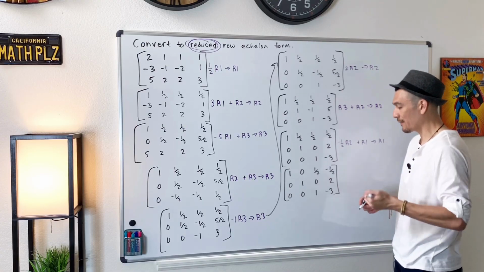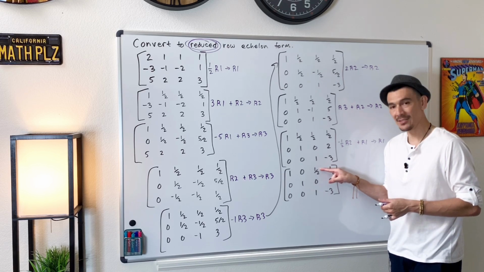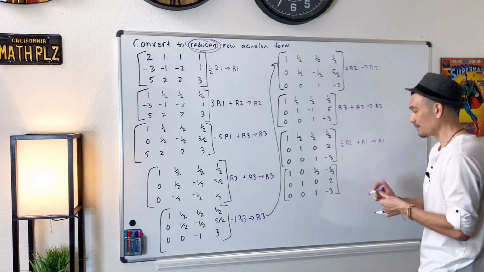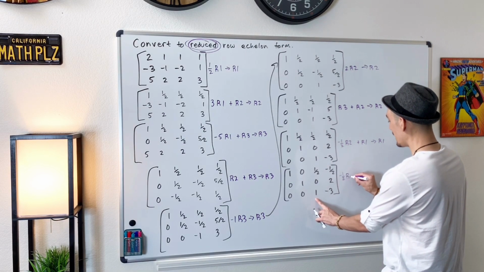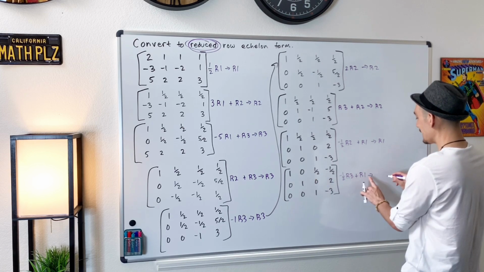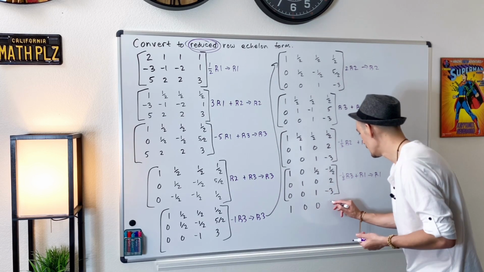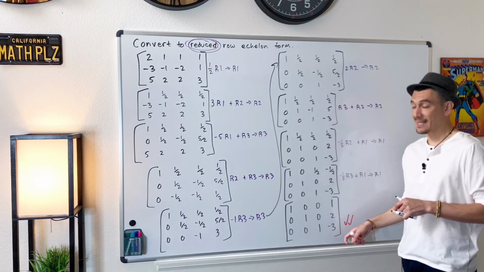Now our last step before I let you go is to turn this into a 0. How can I turn this into a 0? It's kind of like this one, but this time it's row 3. So I'm going to take -1/2 of row 3 and add that to row 1 to get the new row 1.